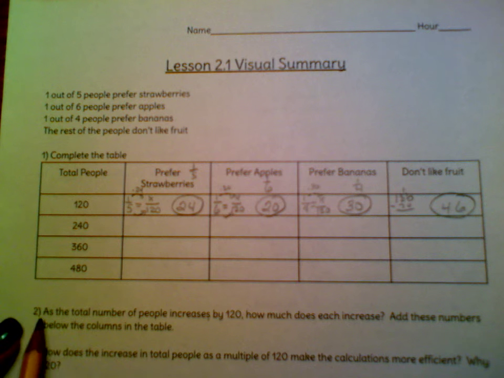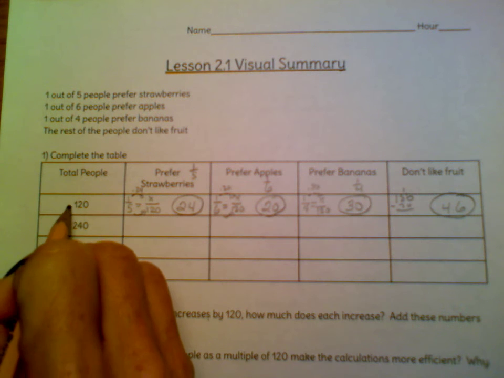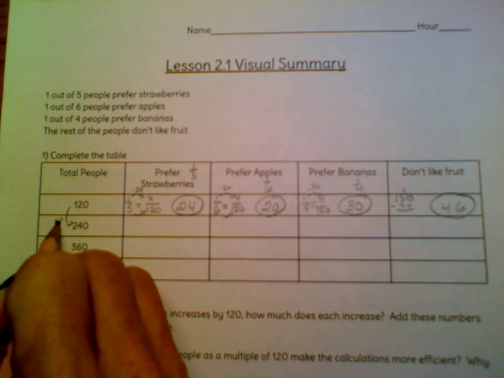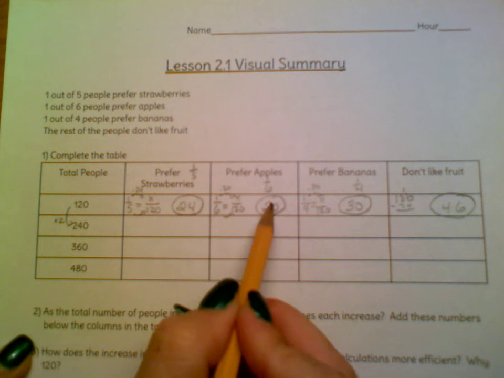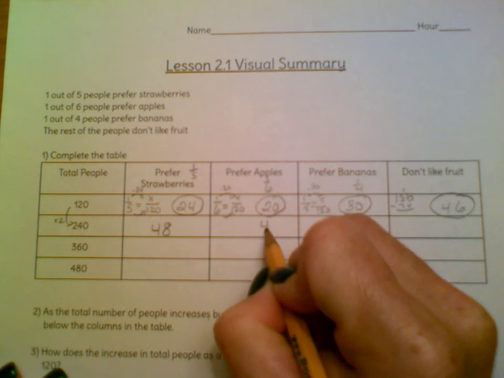So what they ask me here is, as the total number of people increases by 120, how much does each increase? And let's keep adding these numbers to the table. So again, I'm always looking for relationships. Going from here to here is times 2. So if I just multiply all of these times 2, so 24 times 2, now I know I get 48. 20 times 2, 30 times 2, and 46 times 2. And when we add all those together, I should get the 240.